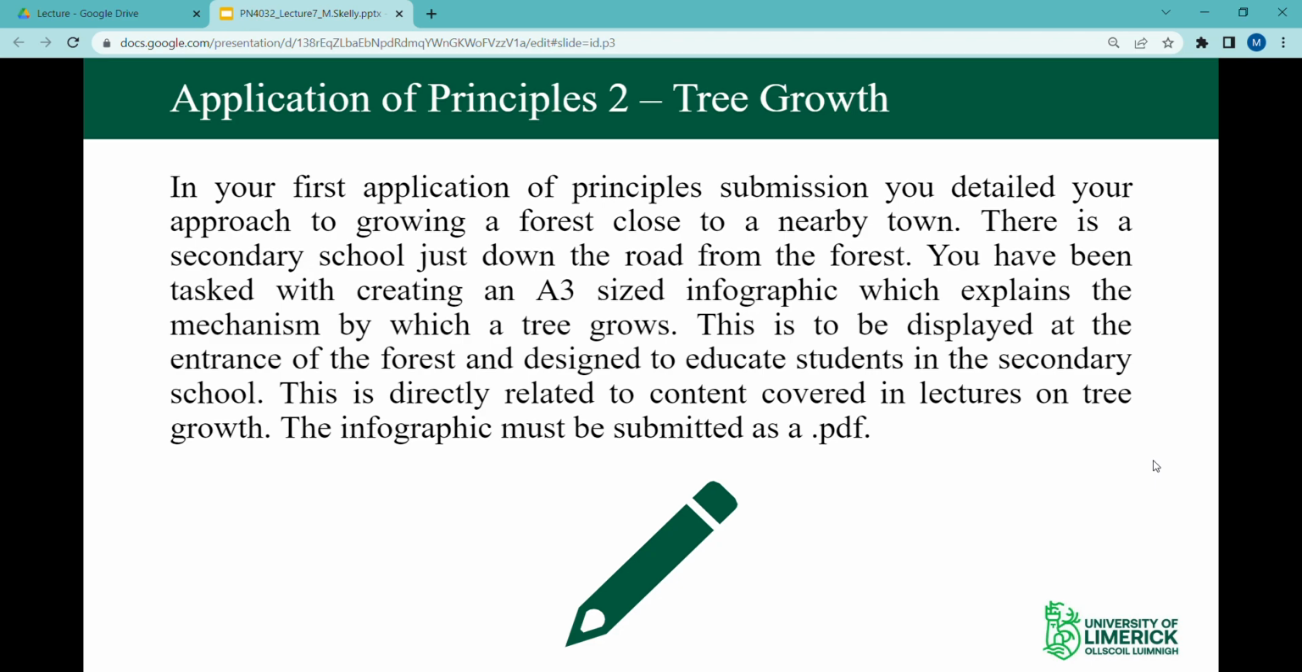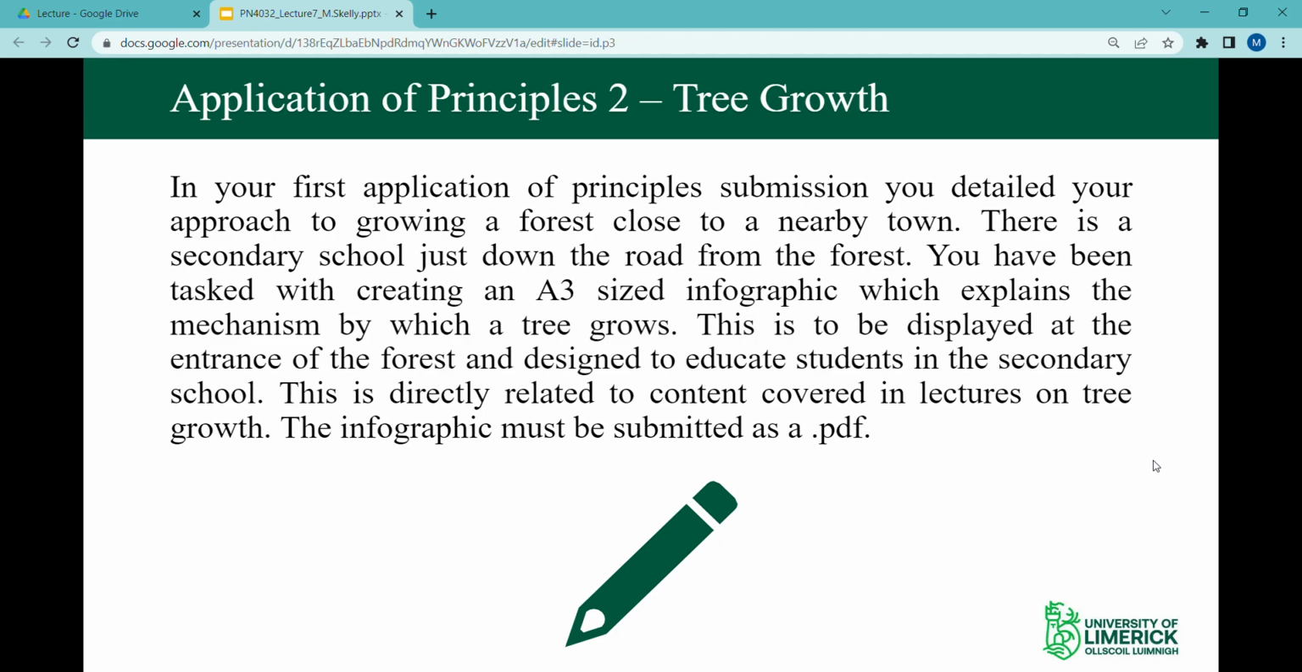Right now, your application principle 1 is going to be due for your next lab. This will be similar. There is a timeline for this. It's going to be due for your lab that suits that. In your first application principles submission, you detailed your approach to growing a forest close to a nearby town. There is a secondary school just down the road from the forest that you're talking about planting. You have been tasked with creating an A3 sized infographic which explains the mechanism by which a tree grows. This is to be displayed at the entrance of the forest and designed to educate students in secondary schools.